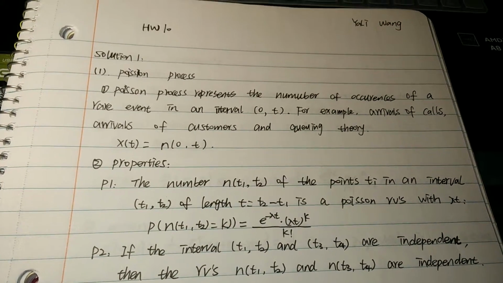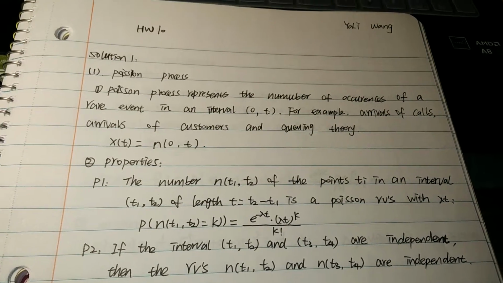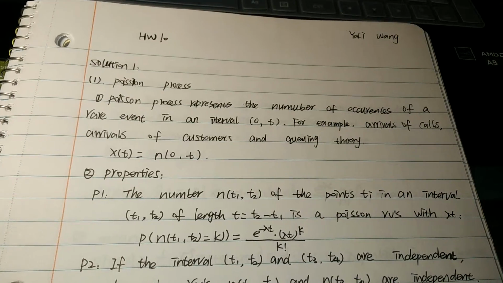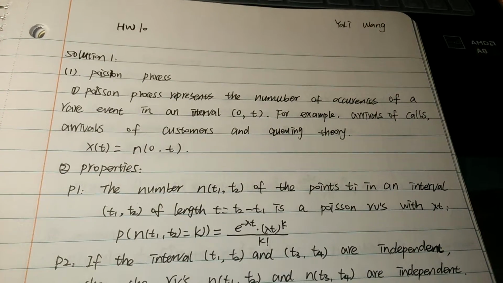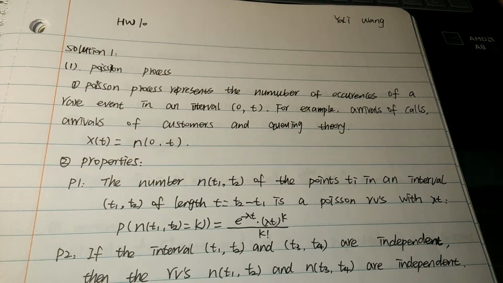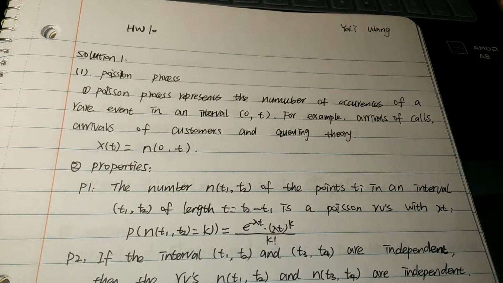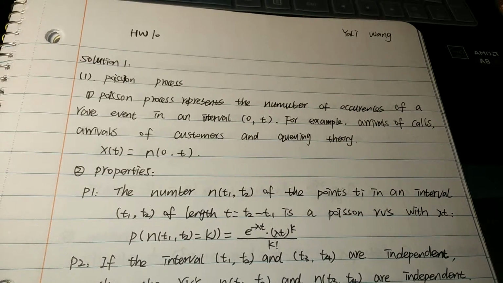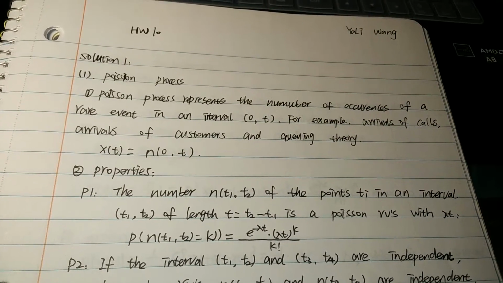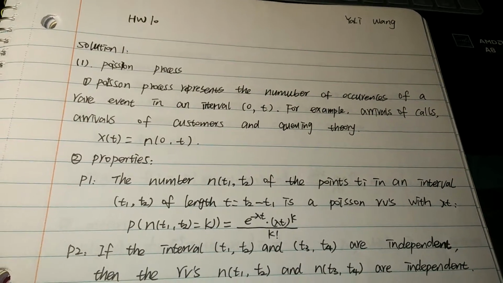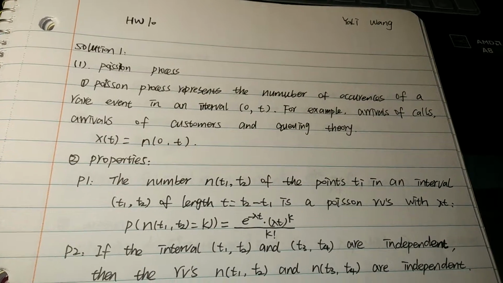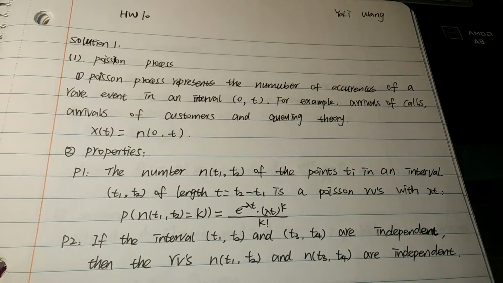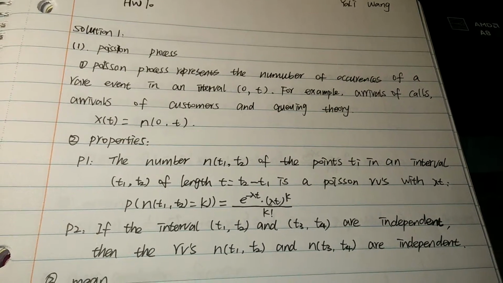Firstly, for Poisson process. Poisson process represents the number of occurrences of a real event in an interval 0 to t. For example, arrivals of cars, arrivals of customers, and the queuing theory. X of t equals the number of occurrences in 0 to t. So n is very huge, but the probability is very low. So it's called Poisson process.